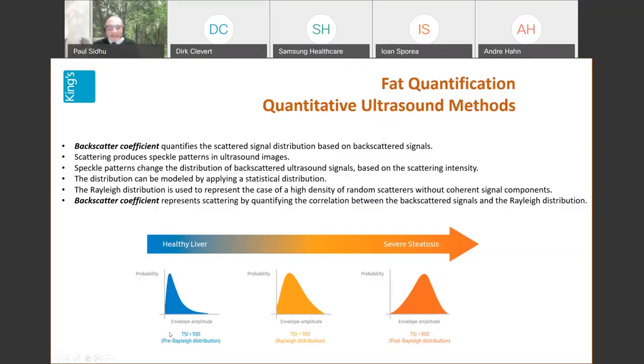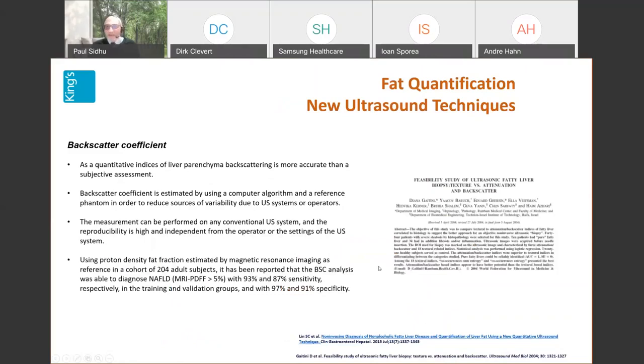And then you can model this on a Rayleigh coefficient to tell you whether and how much scatter there is. So in this particular example, a normal healthy liver has a scatter index less than 100, and here you've got a severe fatty liver if your scatter index is greater than 100. I have to emphasize this is very much a research tool at the moment, and we have no basis to base this on any clinical studies at the moment. However, this has been around for quite some time.